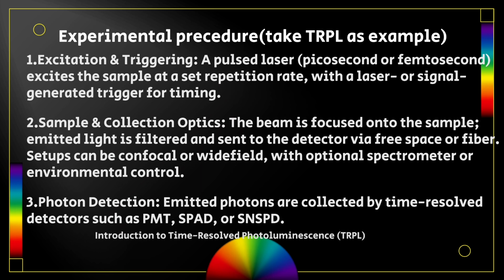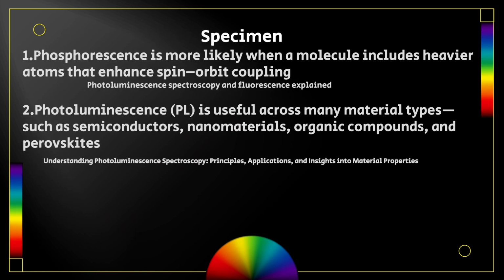The second step is sample collecting optics. The beam is focused onto the sample, and the emitted light is filtered and sent to a detector via free space or fiber. Setups can be confocal or wide field, with an optional spectrometer or environmental control. The last step is photon detection: emitted photons are collected by time-resolved detectors such as PMT, SPAD, or SNSPD.